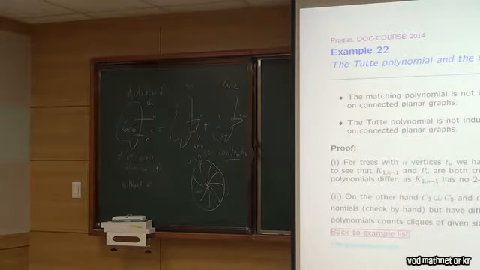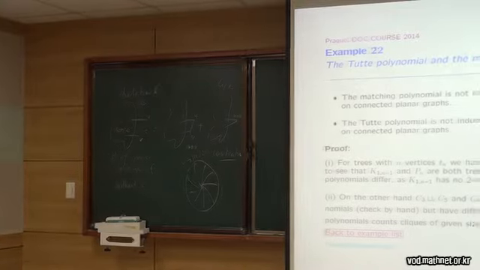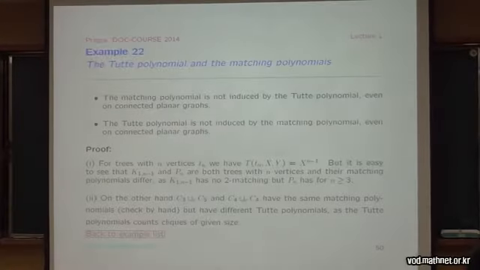And then we go on and we find out that the Tutte polynomial and the matching polynomial are not at all related to each other. So you can find two graphs which have the same Tutte polynomial but not the same matching polynomial, and you can find two graphs which have the same matching polynomial and don't have the same Tutte polynomial. You can read this later in the slides.